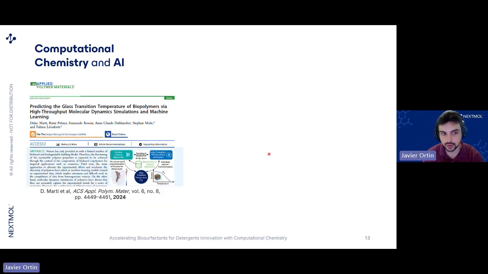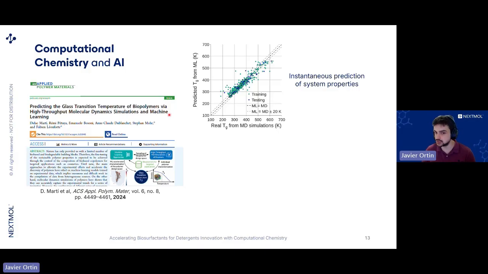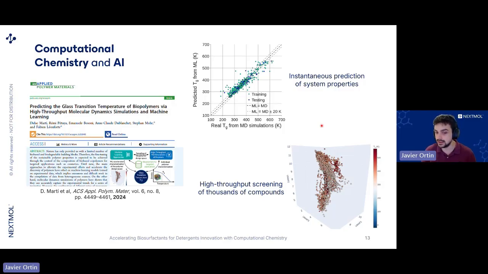Just now on a final note, all of these techniques can be coupled to artificial intelligence, and this is something that we work on a daily basis. So, for example, this is a paper that is the product of a collaboration between our R&D team and the research and innovation team at L'Oréal, in which a machine learning model was trained based on the molecular dynamic simulations that were aiming to predict the glass transition temperature of a polymer. Thus, what we obtain is a machine learning model that is able to instantaneously predict the glass transition temperature of a biopolymer with an accuracy which is pretty much the same as the one from the molecular dynamic simulations. This huge speed up in obtaining the value enables the high throughput screening of thousands of polymers just using this machine learning model.